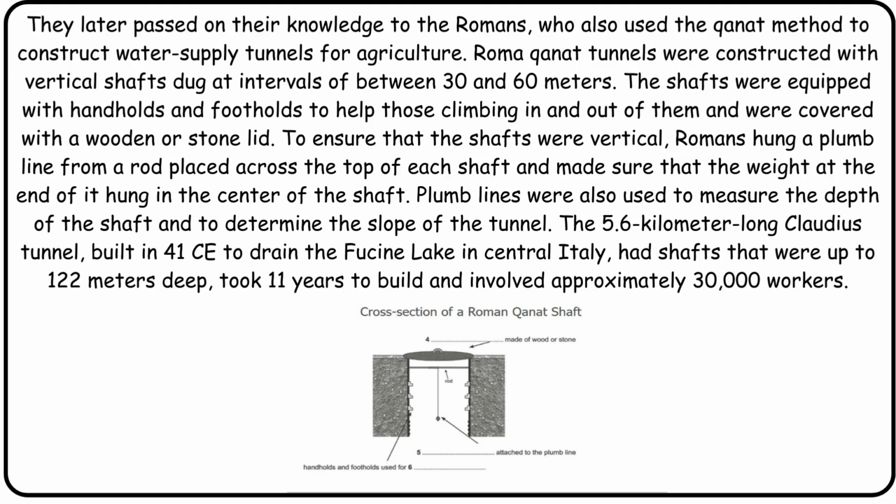Now let's read further and locate the answer to the final question. To ensure that the shafts were vertical, Romans hung a plumb line from a rod placed across the top of each shaft and made sure that the weight at the end of it hung in the center of the shaft. The answer is weight. This is how you go about answering the diagram labeling questions with ease. Make sure that you move fast and not stay stuck since time is a very crucial factor.